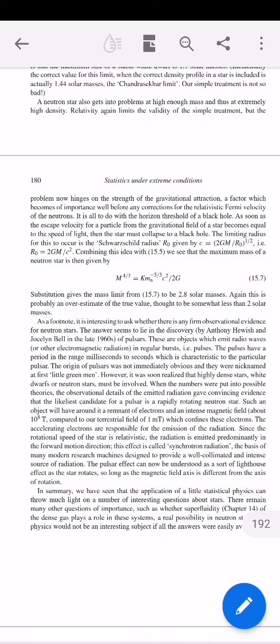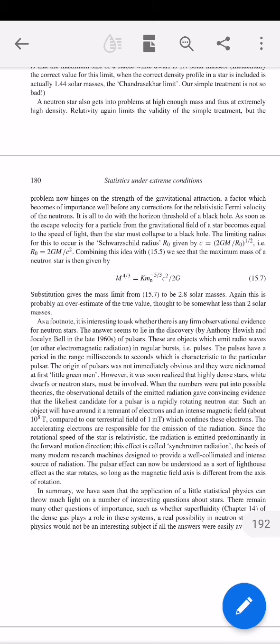As a footnote, it's interesting to ask whether there's any firm observational evidence for neutron stars. The answer seems to lie in the discovery in 1960 of pulsars. These are objects which emit radio waves and X-rays as well. These pulsars have a period in the range of milliseconds or seconds, or minutes, which is characteristic of a particular pulsar. The origin of the pulsars was not immediately obvious, and they were nicknamed Little Green Men. However, it was soon realized that highly dense stars, white dwarfs, and neutron stars must be involved.